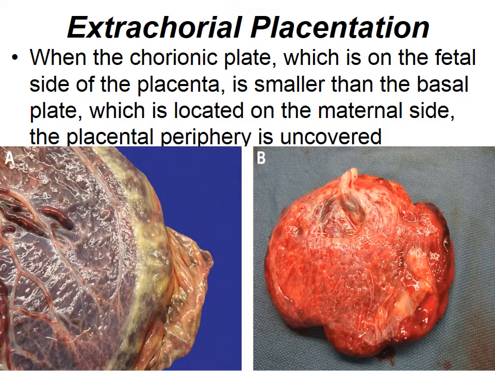Extrachorial placentation, or placenta extrachorialis, is a rare type of placenta. Placenta extrachorialis is a morphological abnormality of the placenta, defined as a condition in which the transition from the membranous to villous chorion does not occur at the placenta edge, but at some variable distance within the circumference of the placenta.